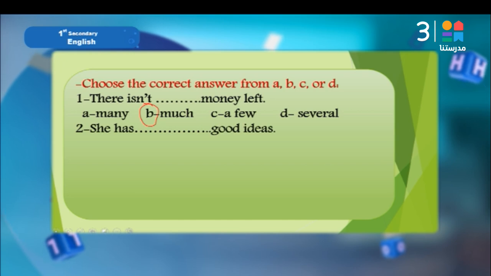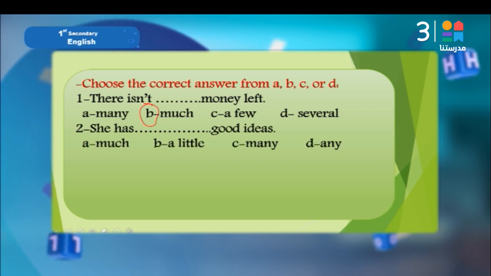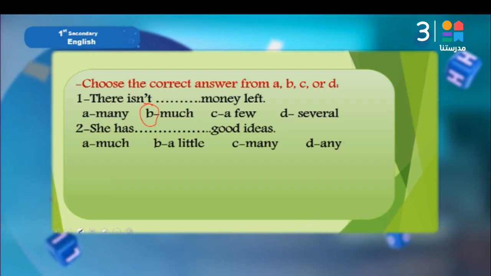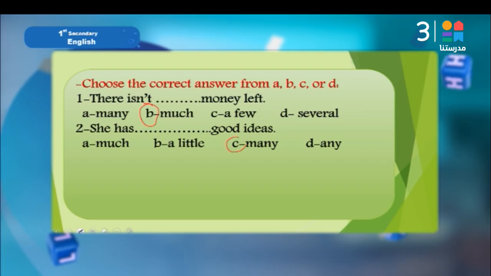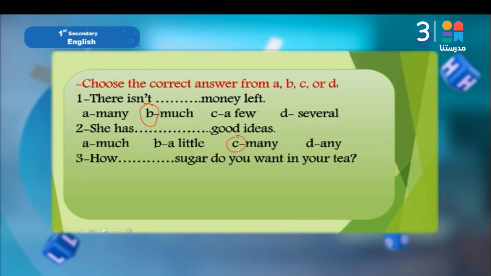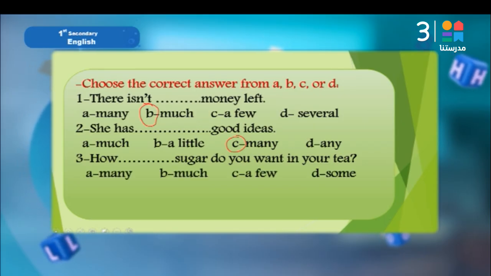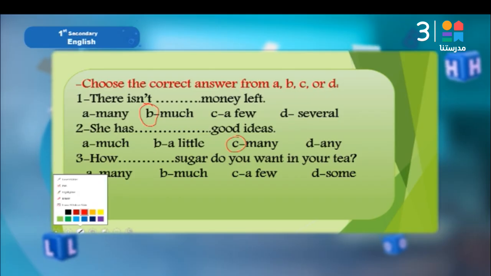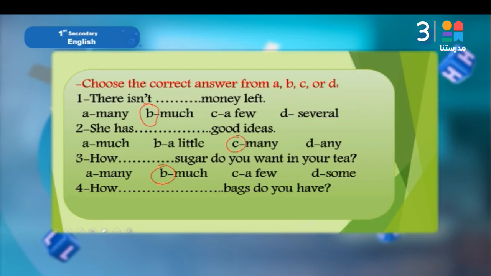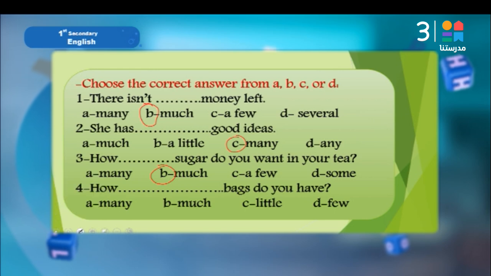Let's take another one. She has space good ideas. She has much, little, many, or any. Of course, ideas here is a countable noun, so I use many for countable nouns. Number 3, how space sugar do you want in your tea? Many, much, a few, some. Sugar is an uncountable noun, so I always use much. Another one, how space bags do you have? Bags is a countable noun, so I'm gonna use many. Well done, you nailed it.